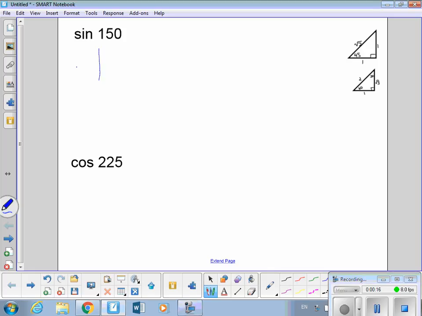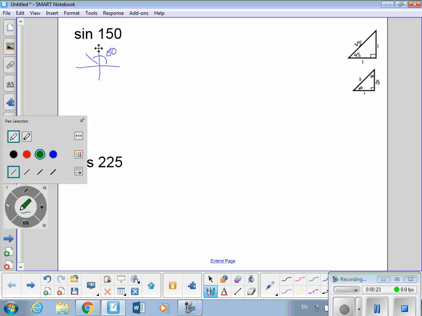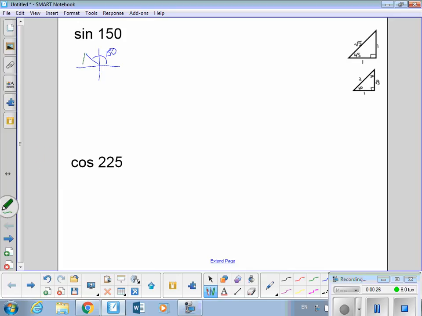So I know that 150 is in this quadrant. If I drop a perpendicular down to the x-axis, this right angle triangle is actually going to be 30 degrees. The reason being, all the way around would be 180, and I'm just taking off that little bit. So 180 subtract 150 gives me 30. So I know I'm looking at the 30-degree triangle.